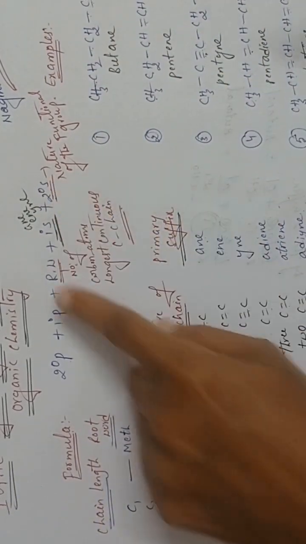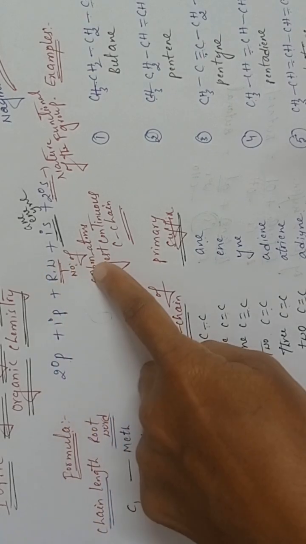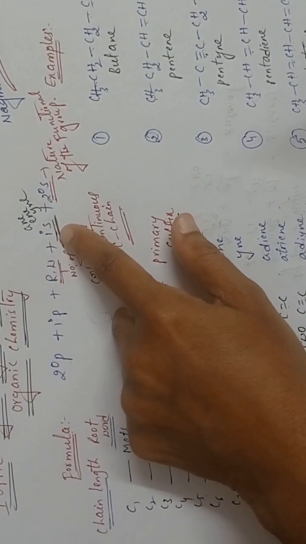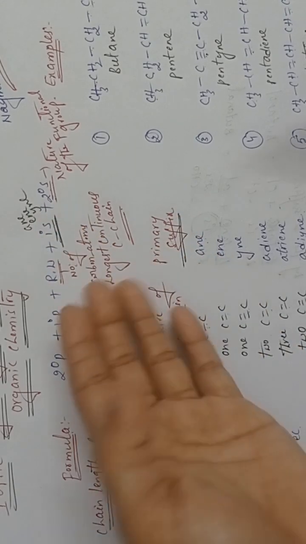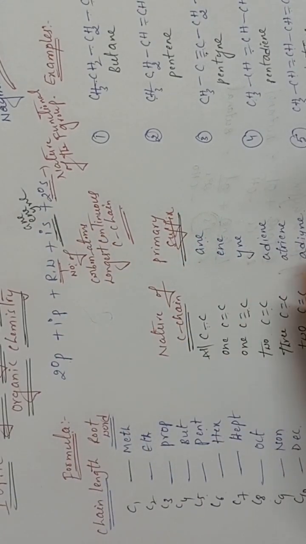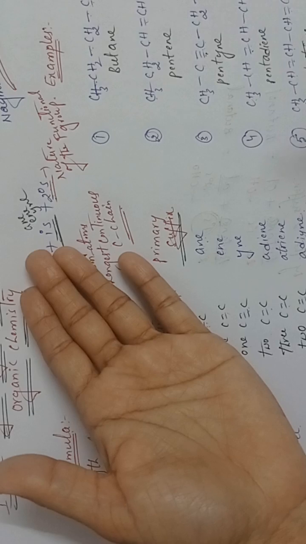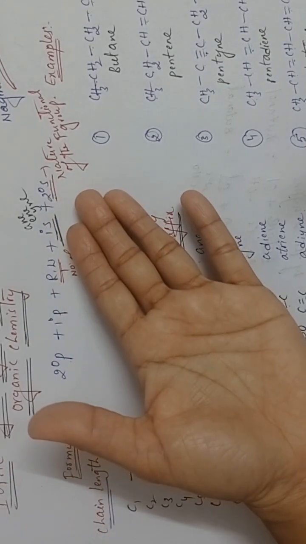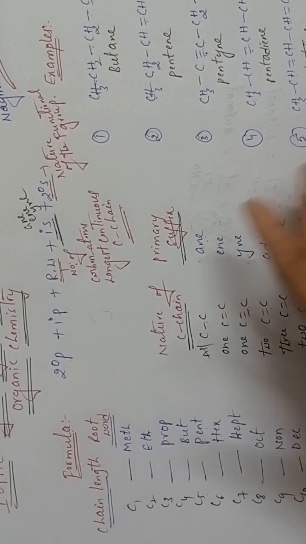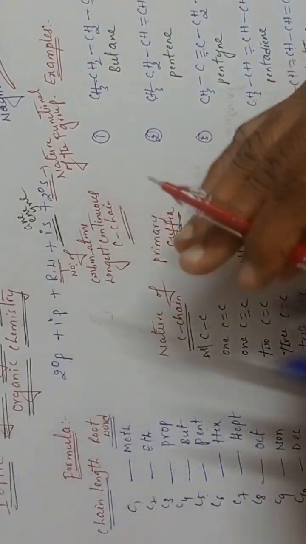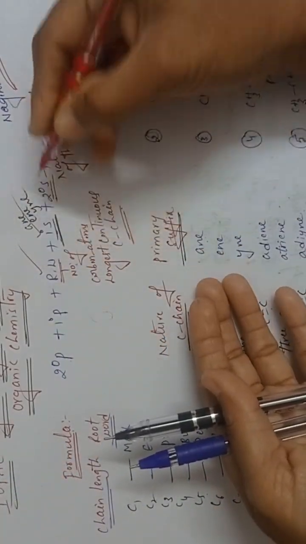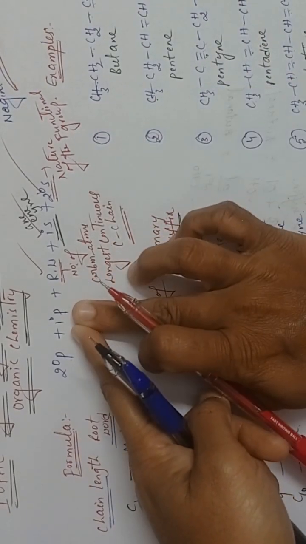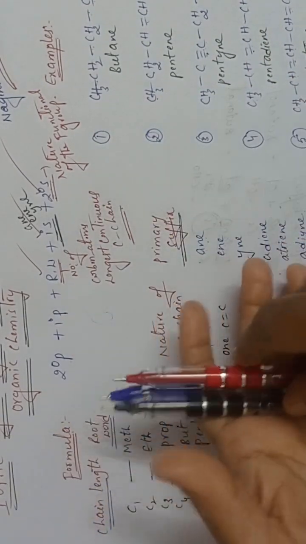So these three are completed. Root word means the number of carbon atoms present in the longest continuous carbon chain. Primary suffix indicates ane, ene, yne, diene, triene. Secondary suffix indicates the nature of the functional group. Root word, primary suffix, secondary suffix completed. Now we are going to discuss the primary prefix. What is the primary prefix?